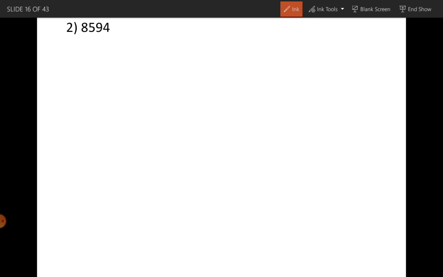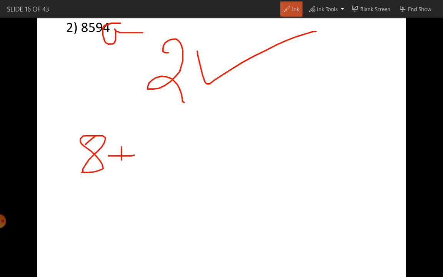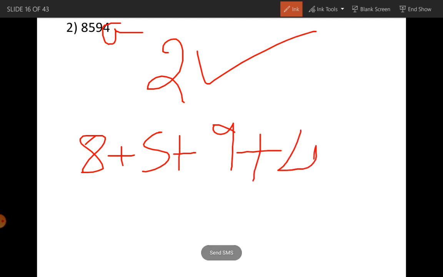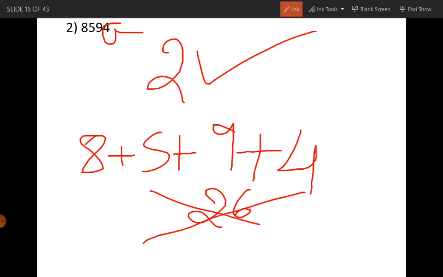8,594, 4 which is an even number which is divisible by 2, so this passes the test for 2. And divisibility for 3, 8 plus 5 plus 9 plus 4, 8 plus 5 is 13, 13 plus 9 is 22, 22 plus 4 is 26, and 26 is not divisible by 3, so this number is not divisible by 6.